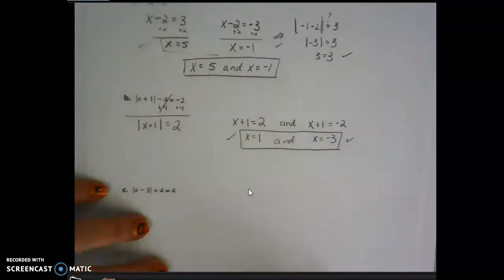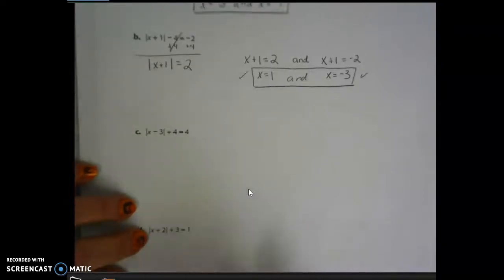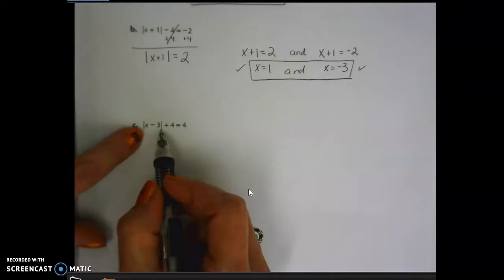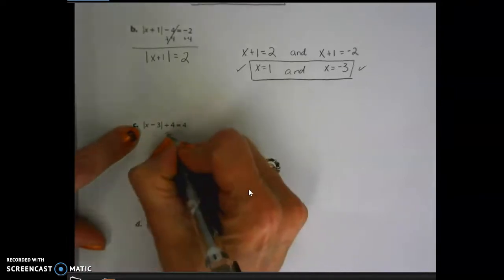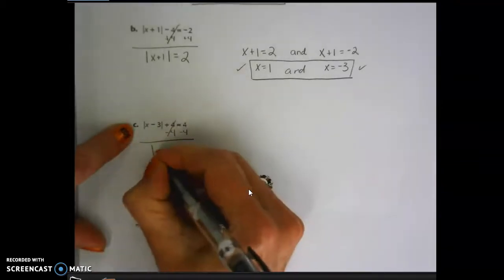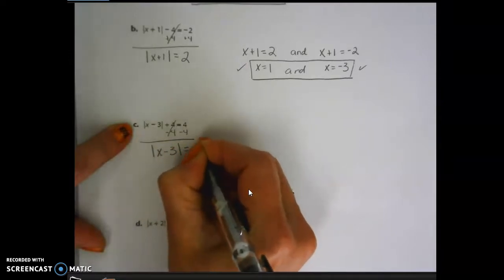Since both of those work, I'll put my "and" in between, and I'm going to box in my answers. All right, let's take a look at the last couple because there's some different scenarios here. Let's take a look at this one. We've got x minus 3 in absolute value. The absolute value of x minus 3 plus 4 equals 4. That already looks kind of weird. What happens when we subtract 4? We subtract 4. I get absolute value of x minus 3 equals 0.